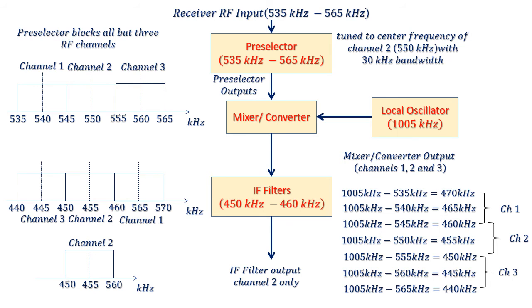To do that, we need to pass the signal through another filter, an IF filter. The IF filter only selects the frequencies between 450 and 460 kHz. Thus, the output of the IF filter is our filtered channel 2 signal.